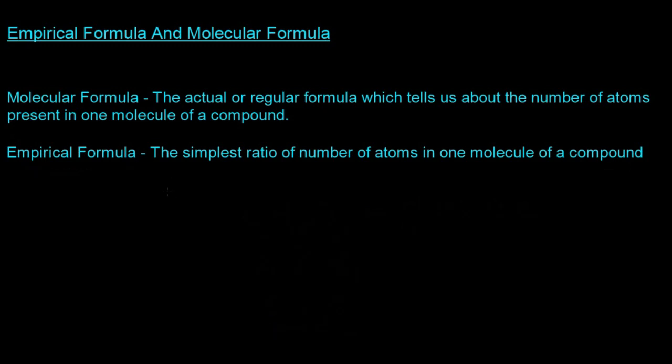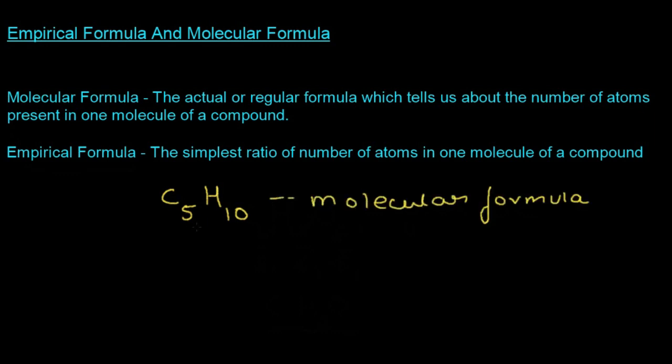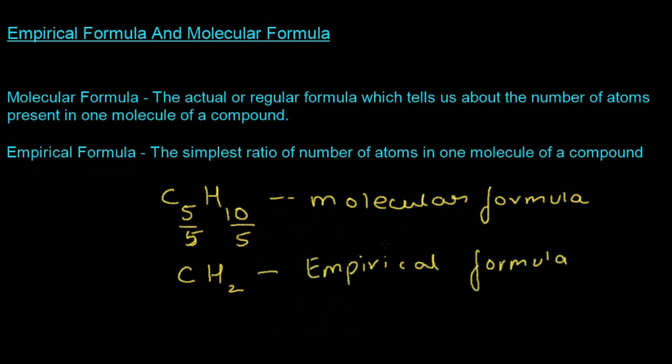So let us take another example. C5H10. This is an organic compound, a hydrocarbon, which is called pentene. So if you see C5H10, this is the molecular formula. Now the subscripts tell us about the number of atoms of each element present in the molecule. So there are 5 atoms of carbon and 10 atoms of hydrogen. When we analyze this, we see that 5 is the greatest common divisor for both these subscripts. So when we divide the subscripts by 5, what we get is C1H2. This is the empirical formula of pentene.